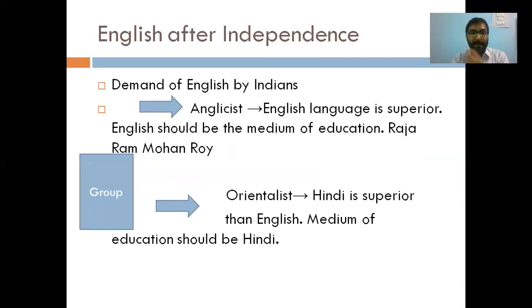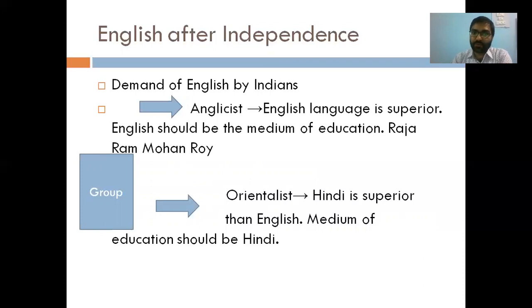Now, the demand for English by Indians. There came a demand because of profession, to get jobs. There was a demand from both sides, from the East India Company or the British Raj, as well as from the Indian side, that through this they can get jobs. So there were two opinions, two groups: basically the Anglicist group and the Orientalist group.